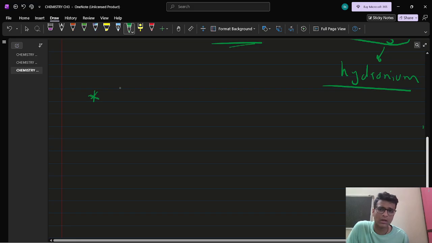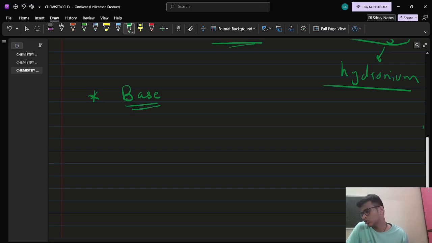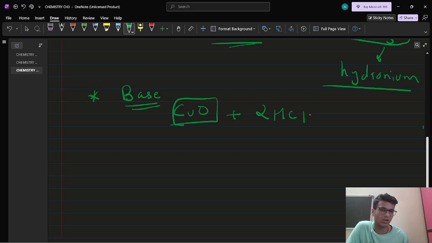The second thing is base. So what do you mean by base? So base, first let's see textbook में क्या दिया है. Base is a compound which reacts with hydronium ions of an acid to give salt and water only. So suppose I have CuO. Now this is a base and I add it with say for example HCl only. So I am going to get CuCl2 plus H2O.